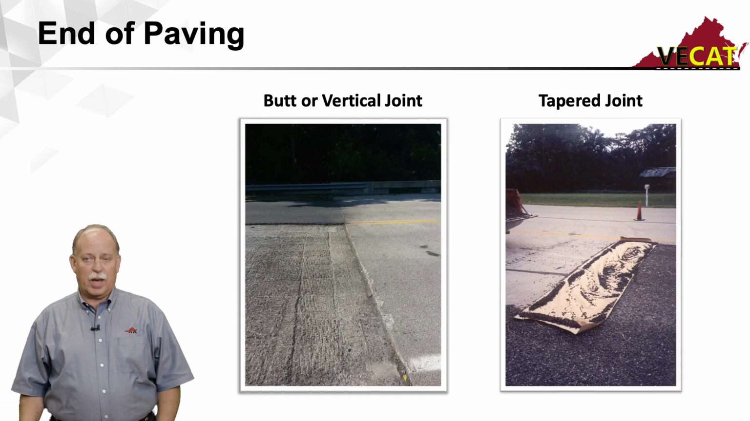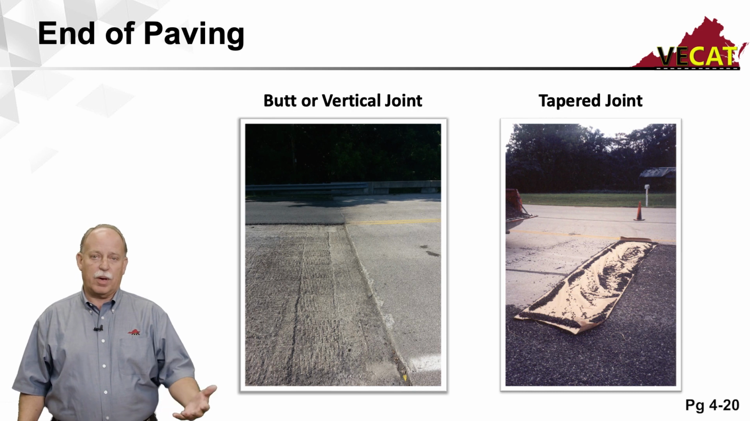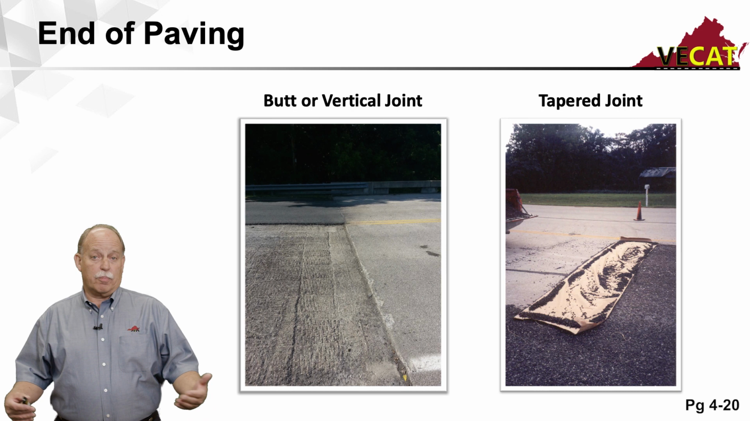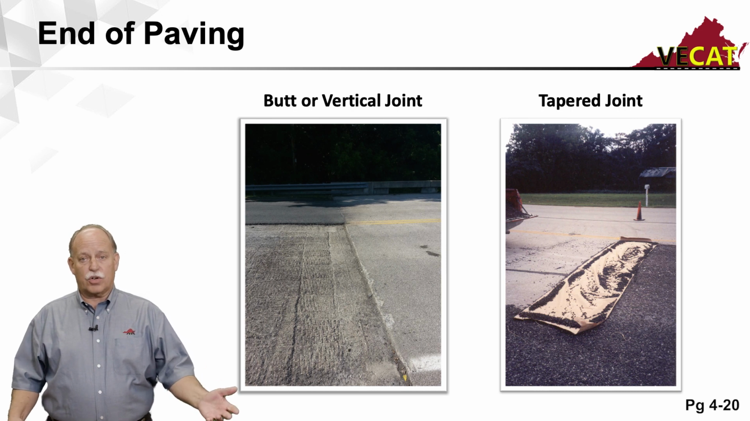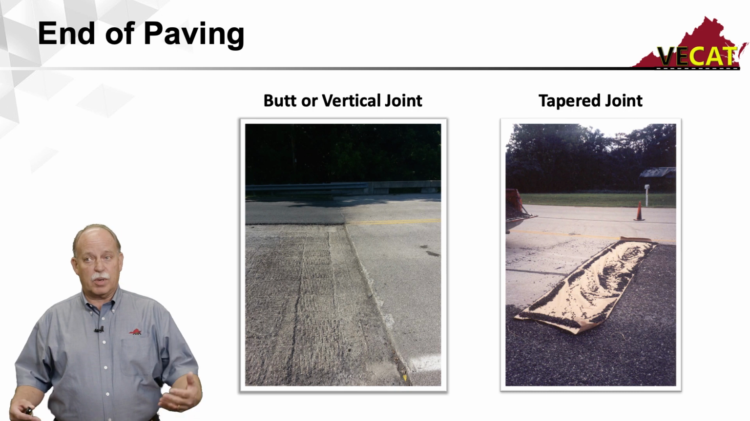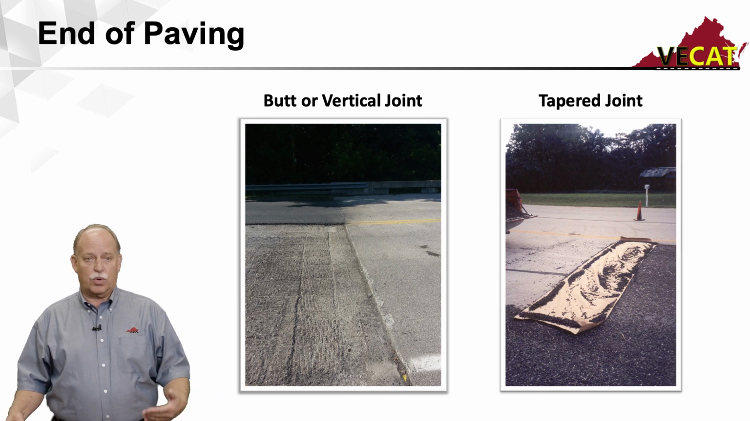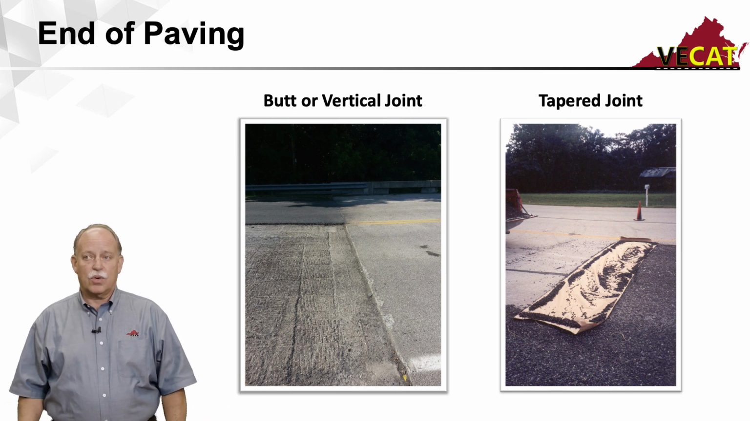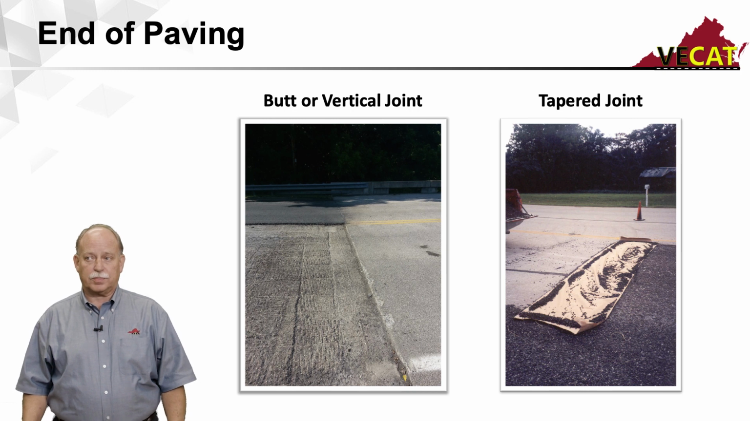So end of paving, let's talk about those. At the end of the paving operation, when you're done at the end of the day, if you're milling, like in the picture on your left, you'll have a mill joint right there. That will actually be what's called a butt joint. When you come up to that butt joint, you'll have a milled vertical face. If that's the end of the paving operation, like this is depicting, you'll pave right up to that and you'll have a tie-in right there at the end of the butt joint.